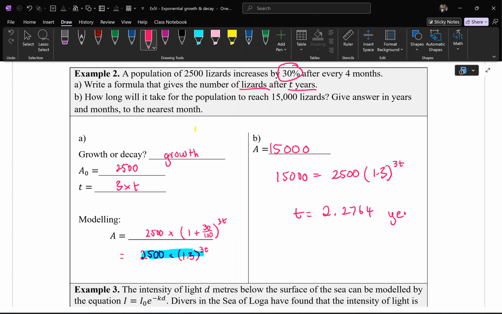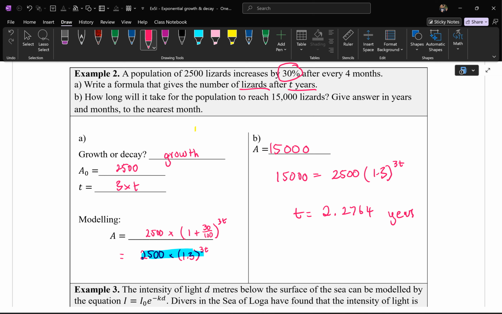2764. This is years. How do I convert that to months? Because I clearly know it's 2 years already. What's the 0.2764 in months? How do you do that? Times 12, because that's in years. So if you want to know how many months, times it by 12.